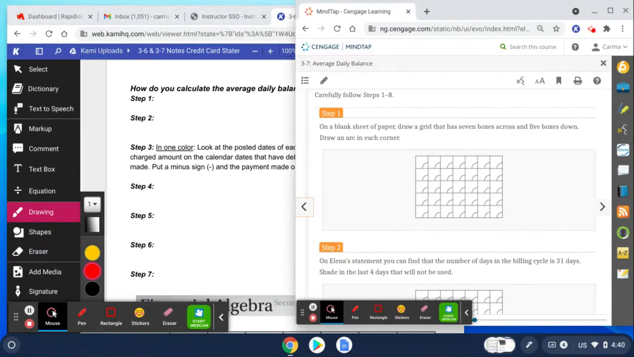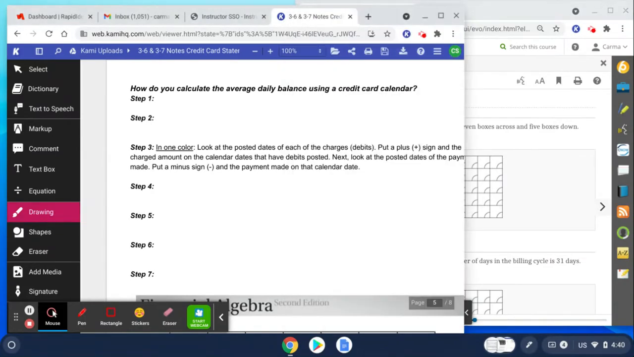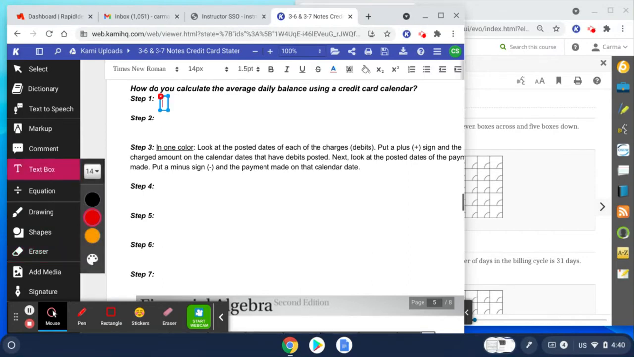First, it says on a blank sheet of paper, draw a grid with 7 boxes across and 5 boxes down. I'm going to use the text tool here. You guys are handwriting on your blue sheets, but I'm going to use the text tool. Draw a grid, 7 boxes across and 5 boxes down. But we have been provided a grid already below.